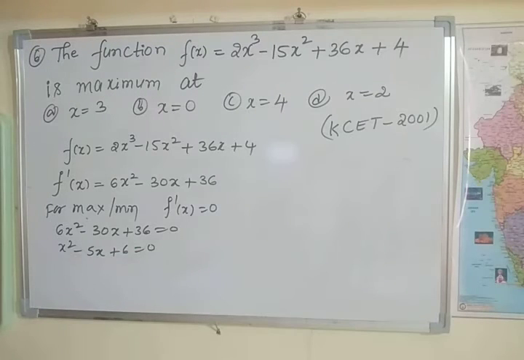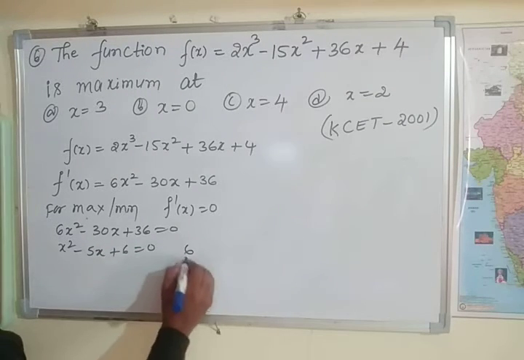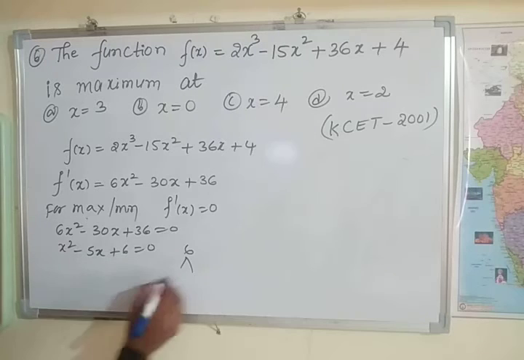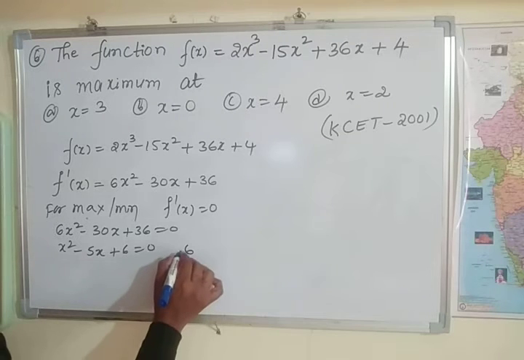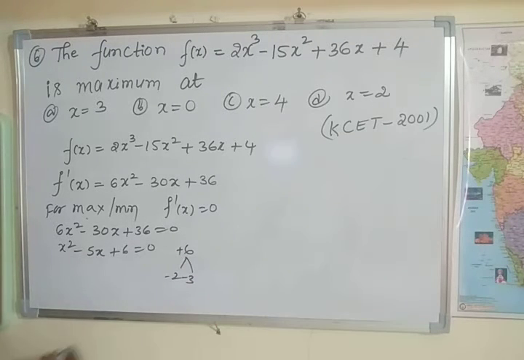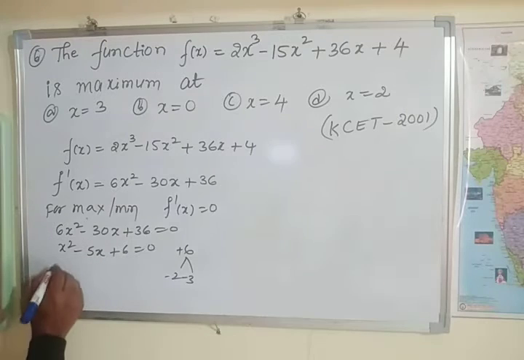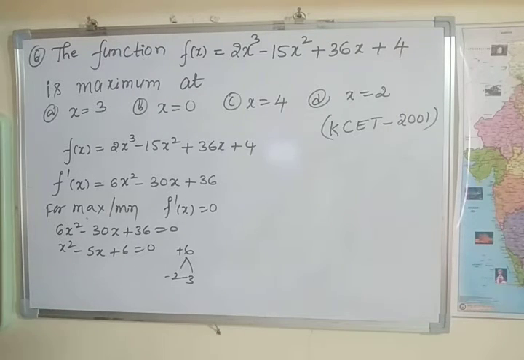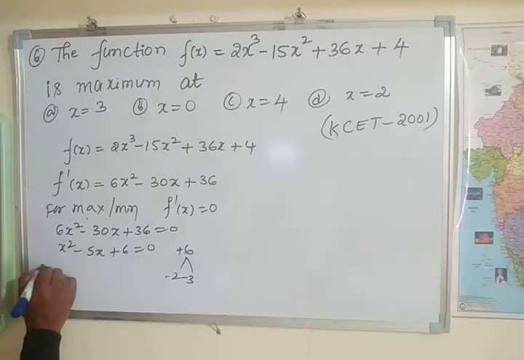Now find the roots of this equation. Here 6 into 1 is 6, 2 threes are 6. Here we have a positive result, minus 3 minus 2, add the result, minus 5. Here we get 2 comma 3. You can write the result directly: roots x equals 2 comma 3.